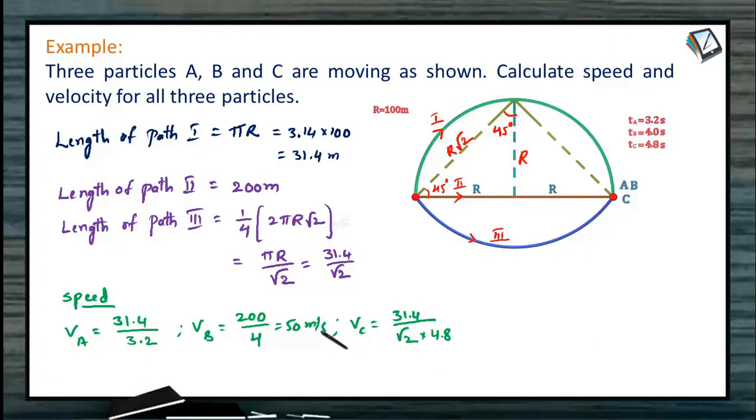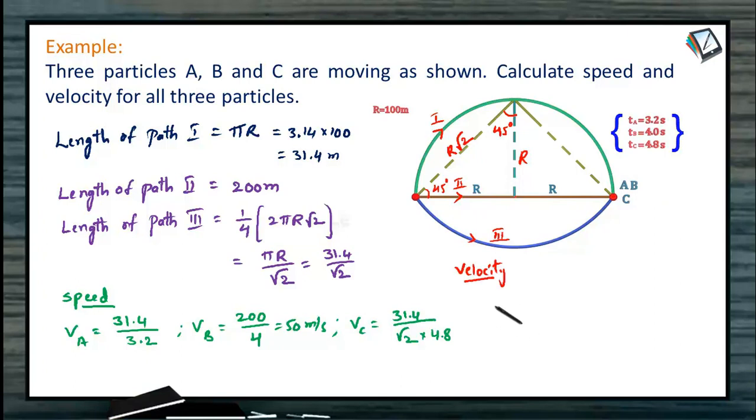So you can find the speed using the length of path, because we are using distance traveled by the particle. And in all three cases, as you can see, that displacement is same, and it is equal to 2R. Whether the particle moves along the path 1 or the 2 or the 3, in all three cases, the displacement of the particle is just 2R. But time taken is different, so velocity will be different.